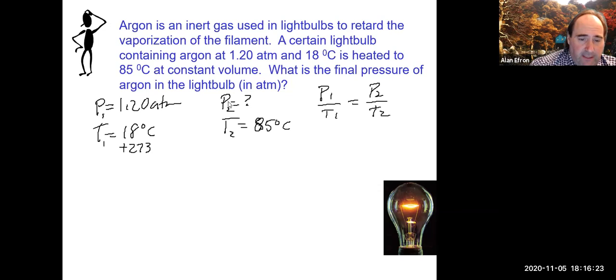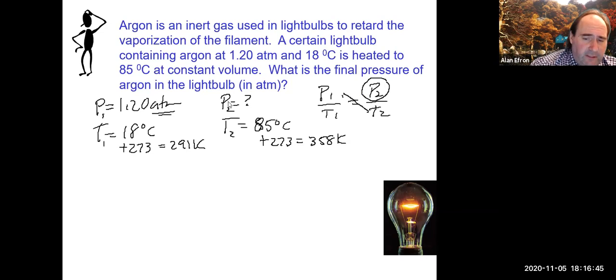Looks like 291 Kelvin. And if we add 273 here, looks like maybe 358 Kelvin. Our unit on pressure is okay. It just means that when we solve for pressure, it will be in atmospheres. So basically we need to solve for P2. We're just going to move T2 across and up, and that will give us T2 × P1 / T1 equal to P2.